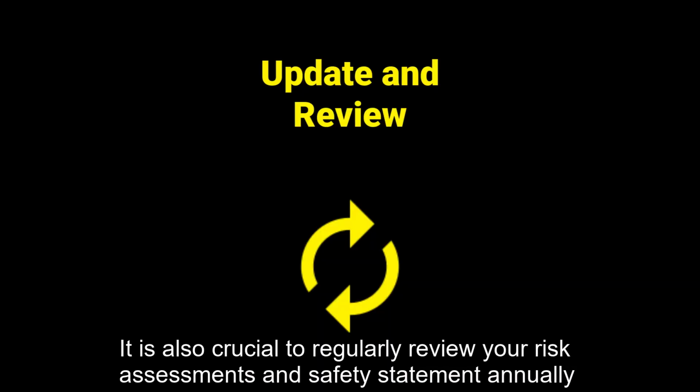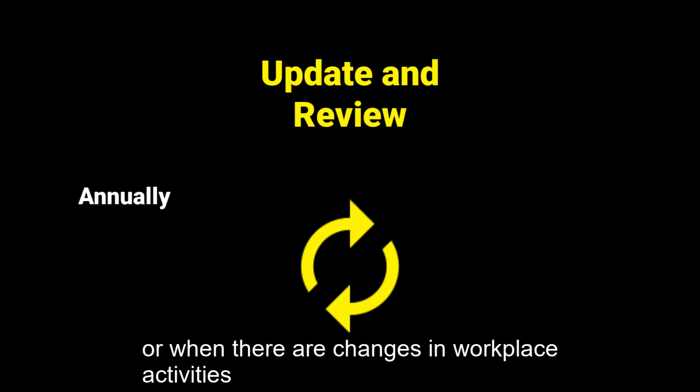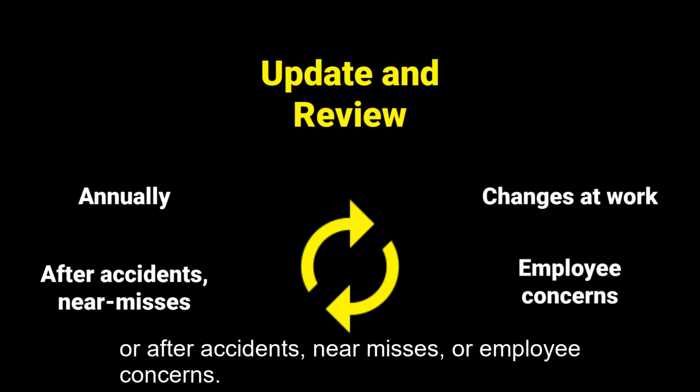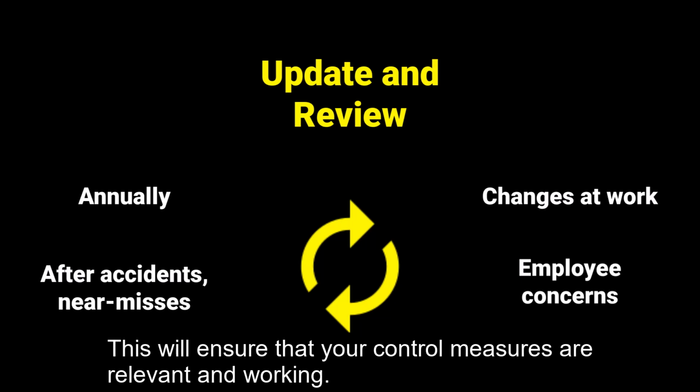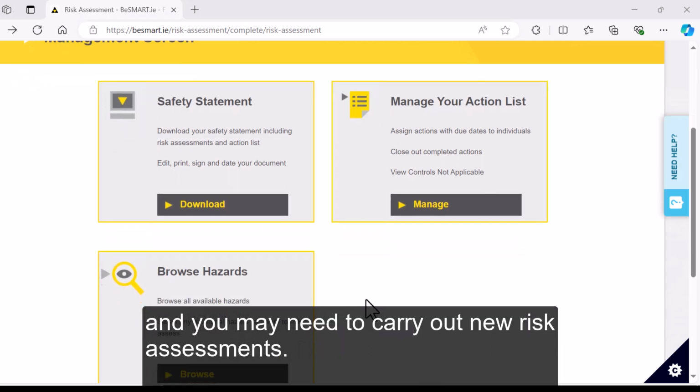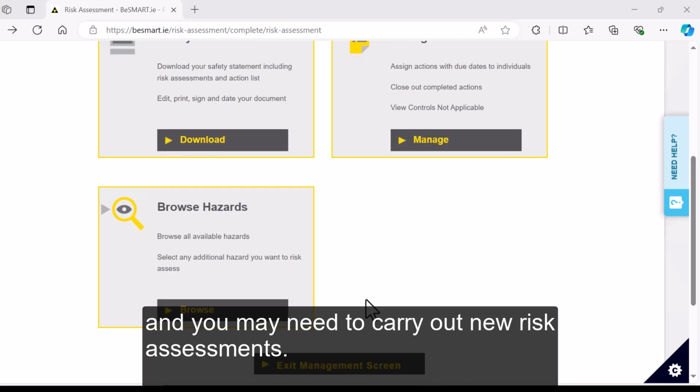It is also crucial to regularly review your risk assessments and safety statement annually, or when there are changes in workplace activities or after accidents and near misses or employee concerns. This will ensure that your control measures are relevant and working. Managing health and safety is a continuous process, and you may need to carry out new risk assessments.